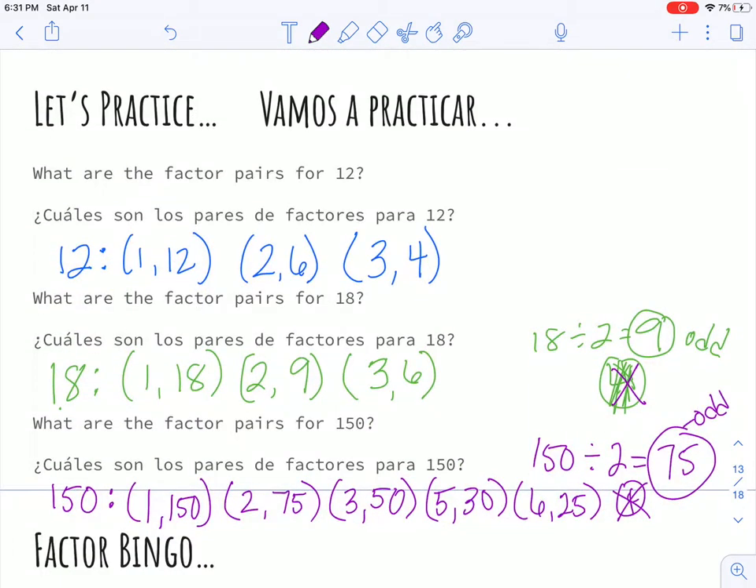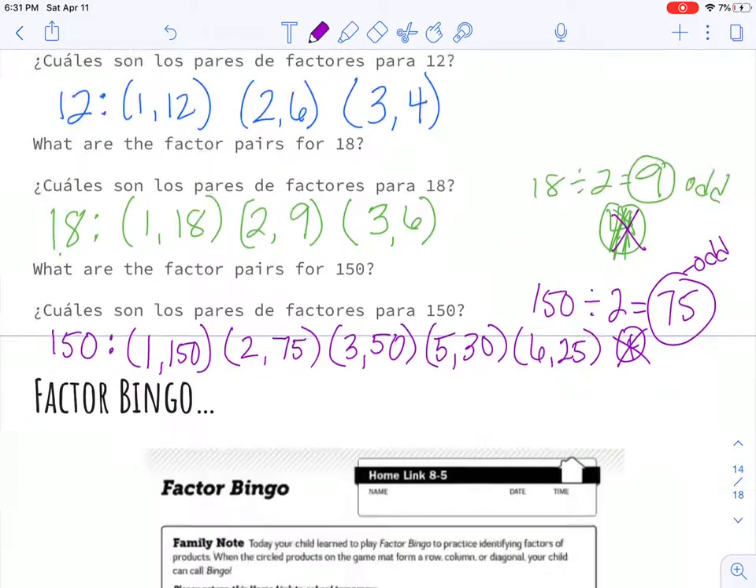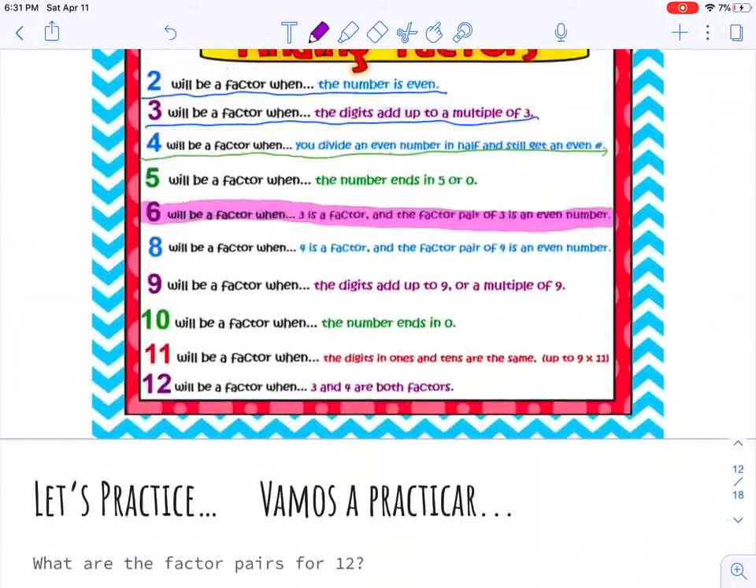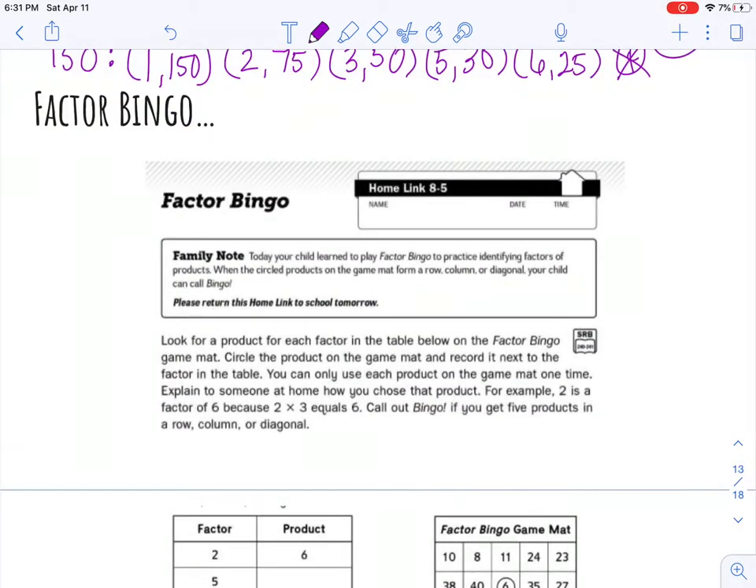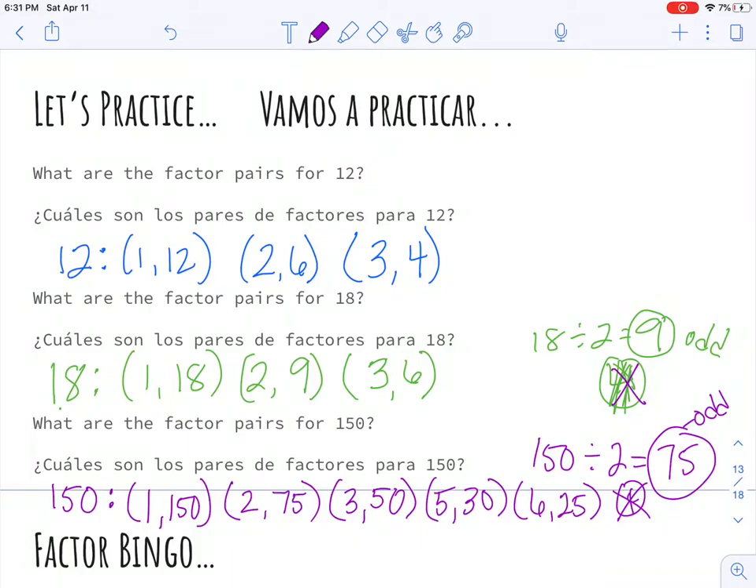All right, let's look at 9. 9 will be a factor when the digits add up to a multiple of 9. 1 plus 5 plus 0 is 6. Nope, that doesn't work either. Okay, let's go to 10. 10 will be a factor when the number ends in 0. Does the number end in 0? Yes. So 10 times 15 gives you 150.